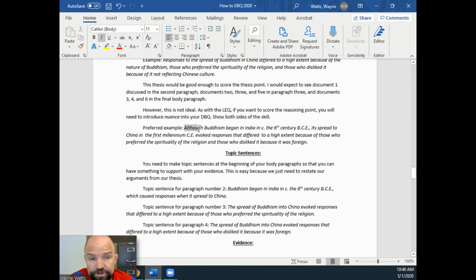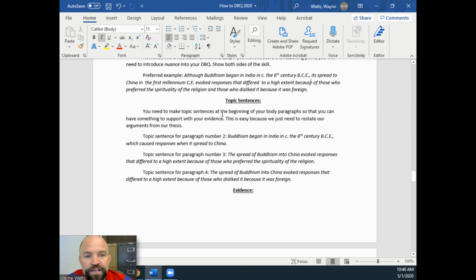So, preferred example, you want to start your thesis out with the word although. Although Buddhism began in India in circa the 6th century BCE, its spread to China in the first millennium CE evoked responses that differed to a high extent because of those who preferred the spirituality of the religion and those who disliked it because it was foreign. So, taking a position in response to the prompt: differed to a high extent. Good. That gives you a thesis, right? Because, and then I give reasons after that, which provides a line of reasoning, which is required to score the point.